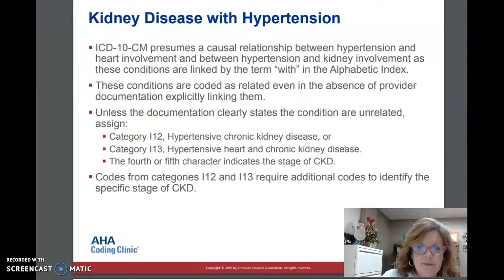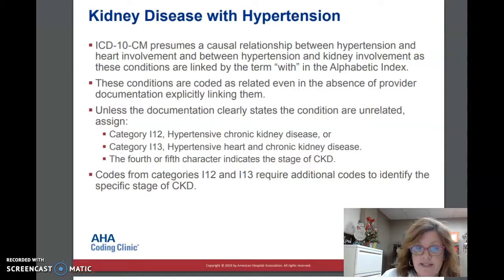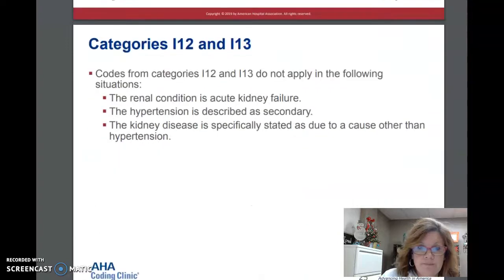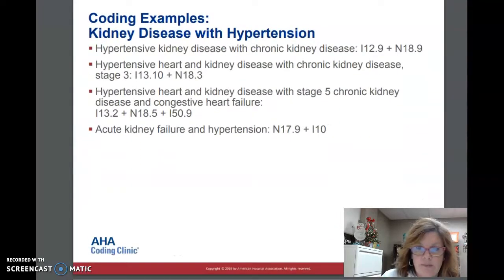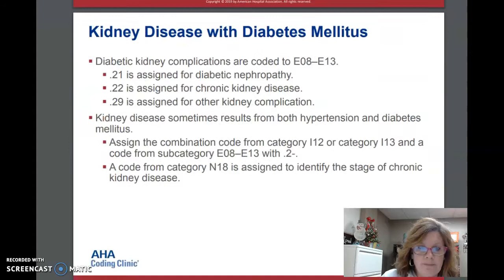Okay, kidney disease with hypertension. Remember, going back to the circulatory system, we have codes from categories I12, I13, which require additional codes that give the stage of the CKD. All right, so I'm not going to go through that again because you can go back and review the circulatory. We also have kidney disease with diabetes. And then here we have our E code. Our last digits are going to, again, give us more information on that.